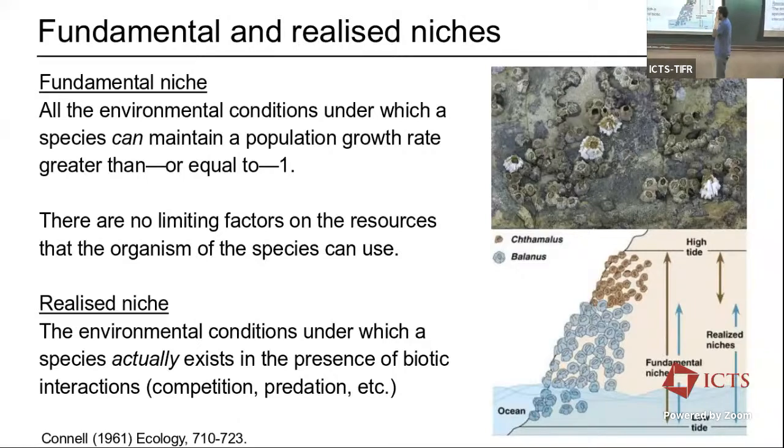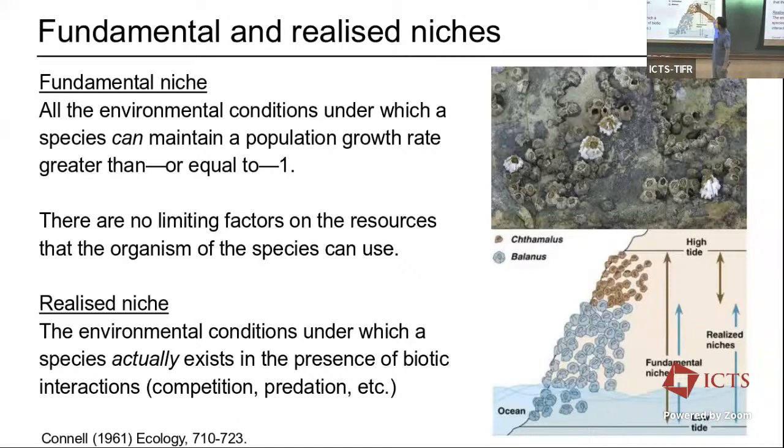So Joseph Connell does this experiment in these intertidal pools. You've basically got the ocean and these shallow pools on the coast. Those pools get filled during high tide, and then during low tide, when the ocean retreats, the pools become dry. And in these pools, Connell finds two species of barnacles.